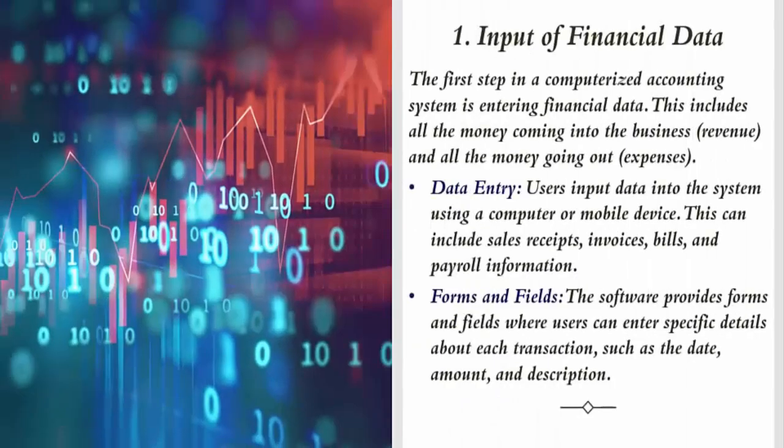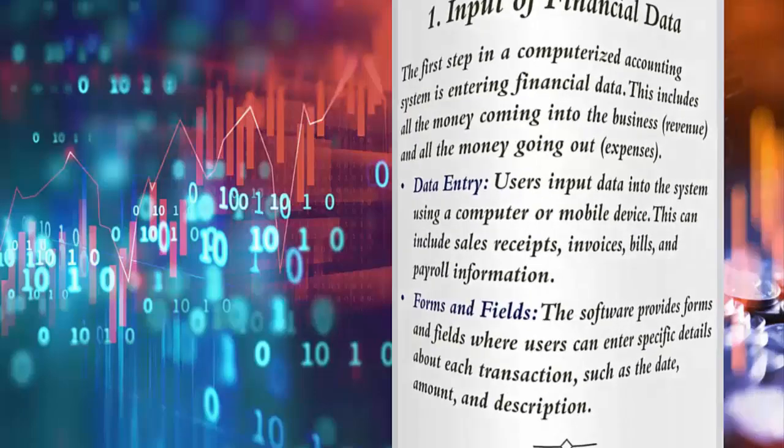1. Input of financial data. The first step in a computerized accounting system is entering financial data. This includes all the money coming into the business, revenue, and all the money going out, expenses. Data entry. Users input data into the system using a computer or mobile device. This can include sales receipts, invoices, bills, and payroll information. Forms and fields. The software provides forms and fields where users can enter specific details about each transaction, such as the date, amount, and description.